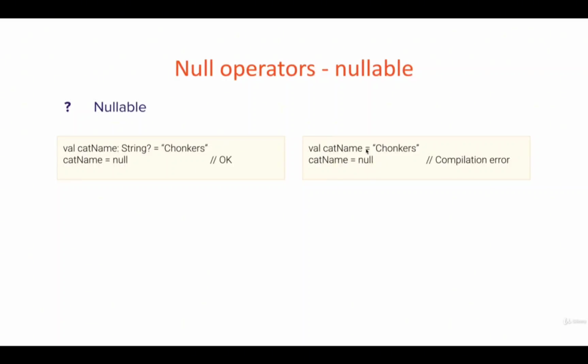But on the right-hand side, we cannot give this variable the value null because we have a variable that cannot be null. I just realized now that instead of val, we should have var here so that we are able to change the value of the variable. But apart from that, everything is correct. So we cannot assign the value null here. We get a compilation error.